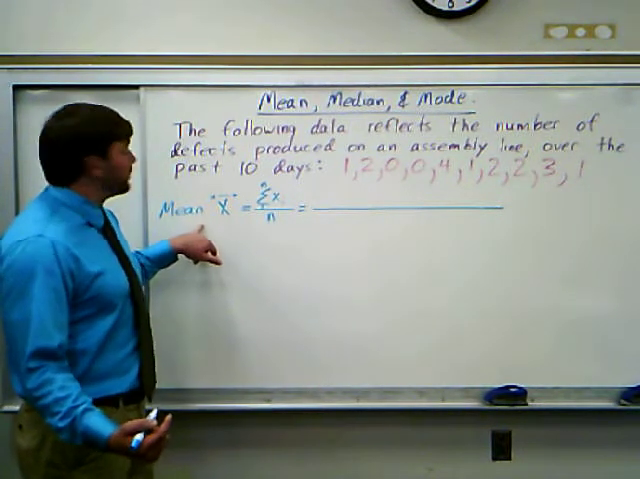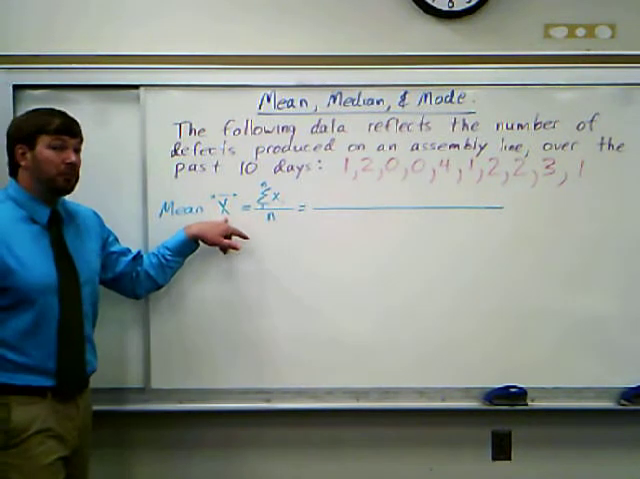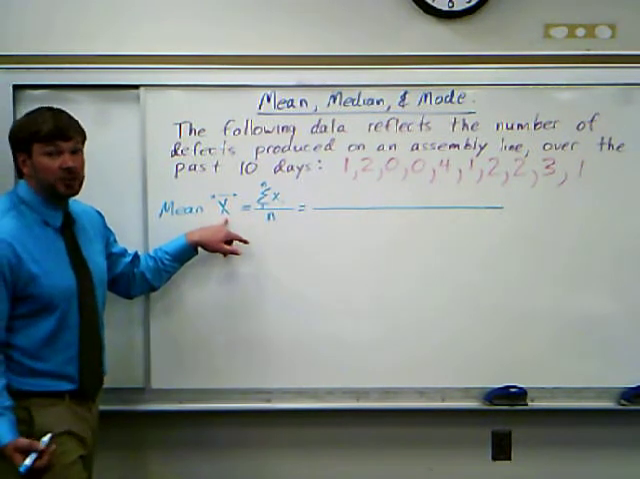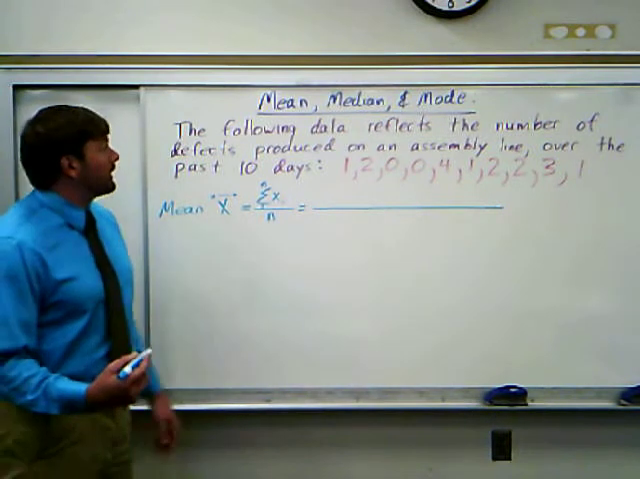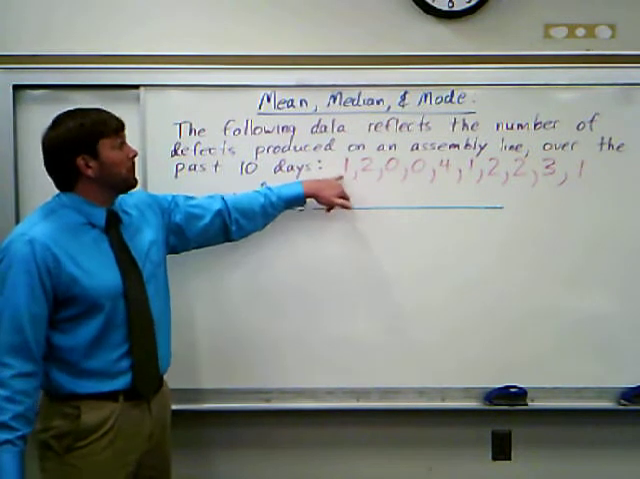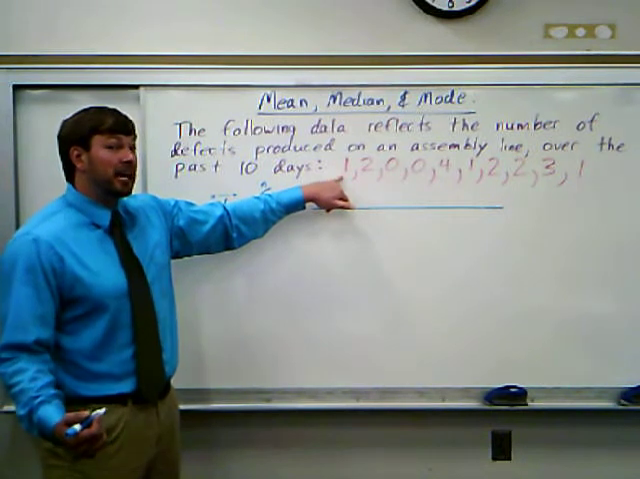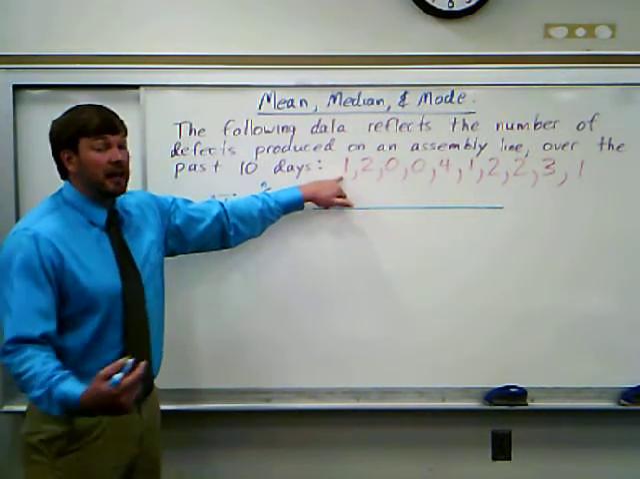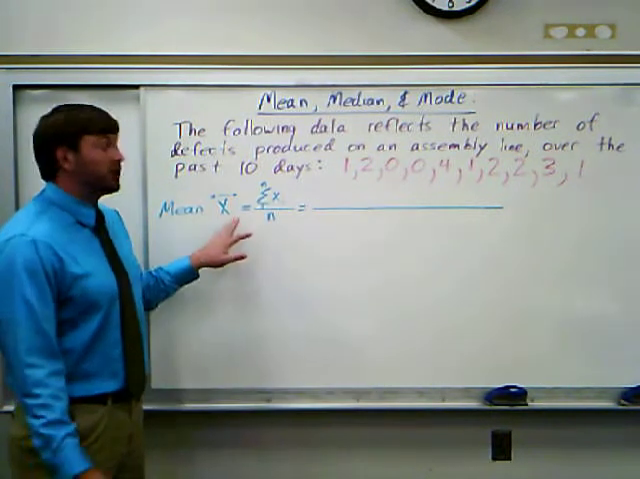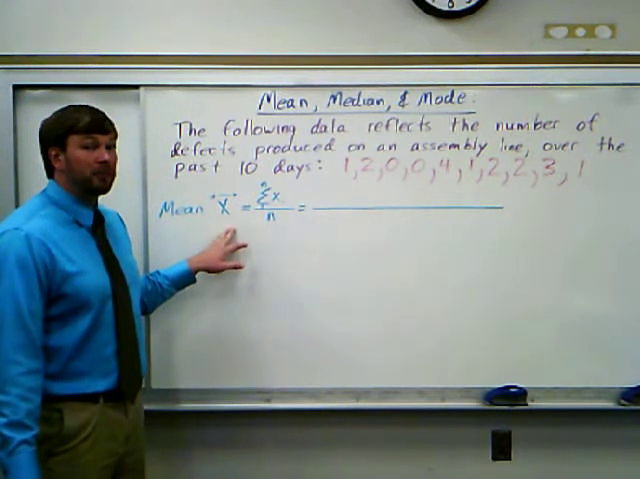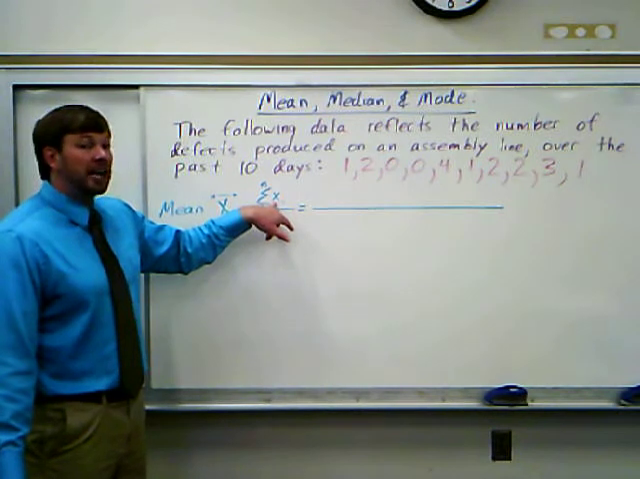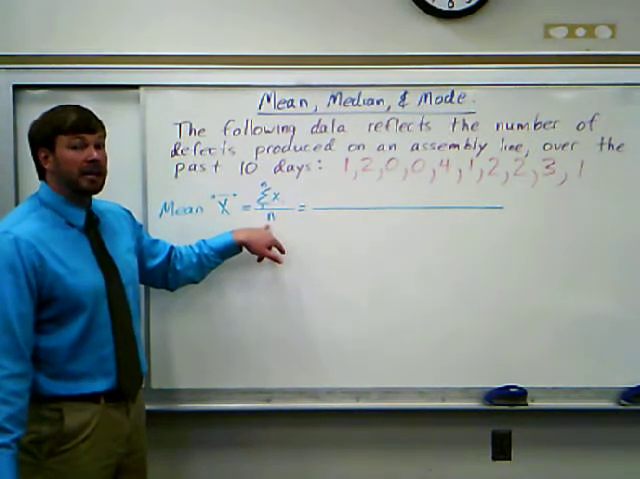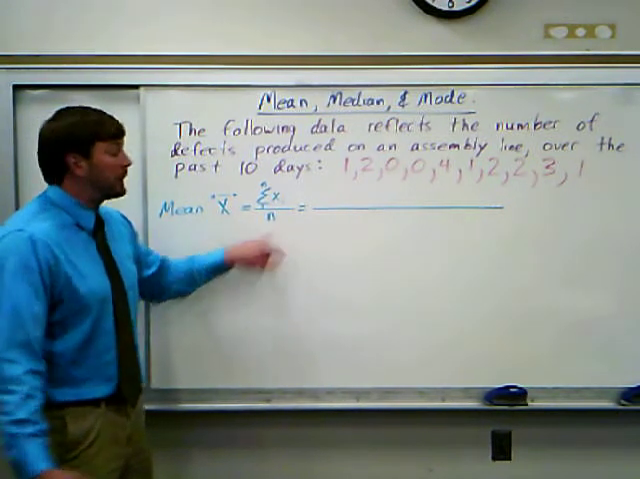Now in this situation, notice it's the sample mean, x bar, and that's just because we took a sample of 10 days. Now if we measured the number of defects for every single day that that production line ran, then that would be the population mean. But since it's only 10 days, it's going to be the sample mean. Now, the formula for that just says we add up all the x values, then divide by however many they are. So we're just going to go ahead and do that.